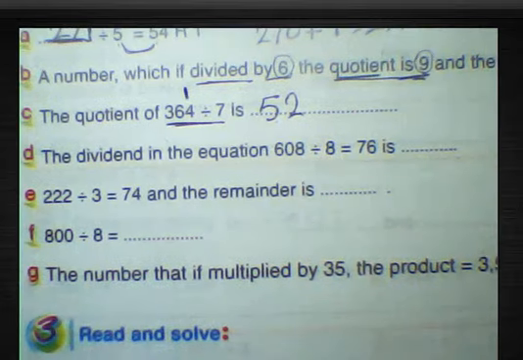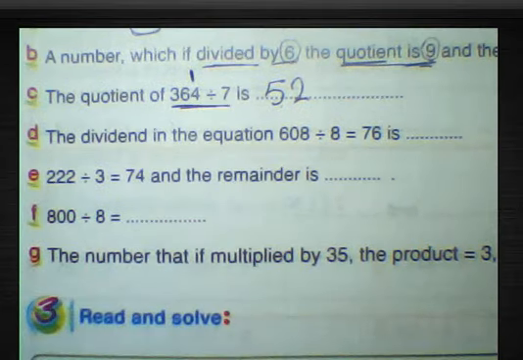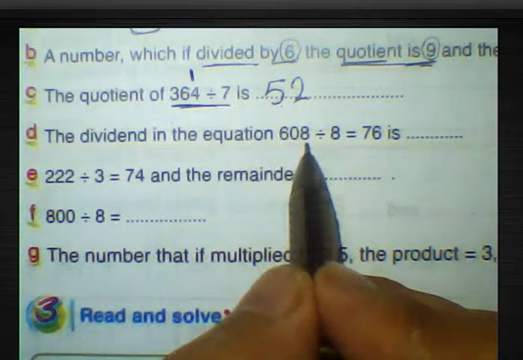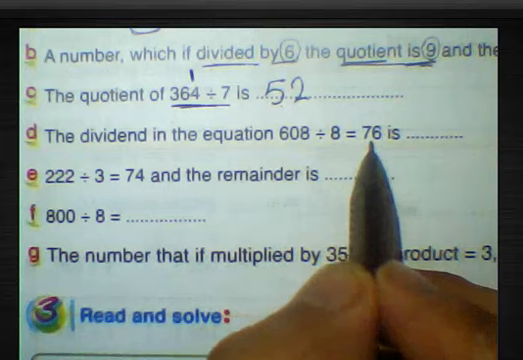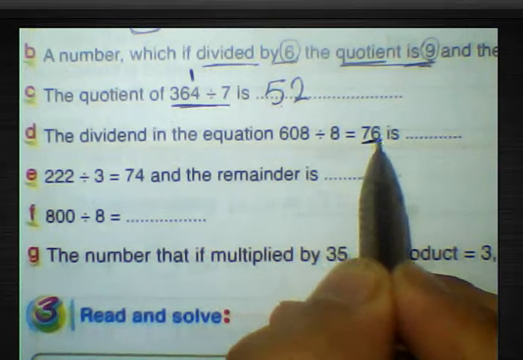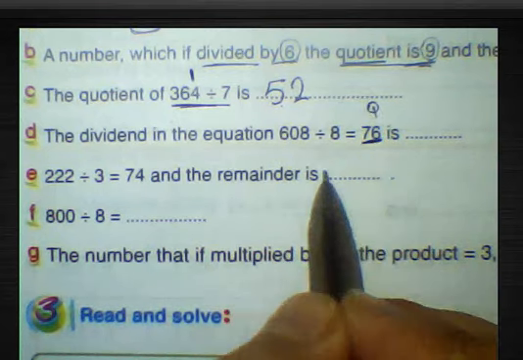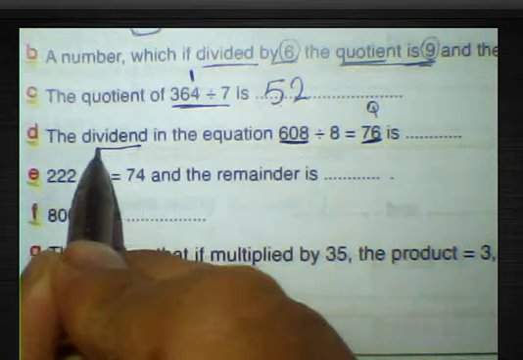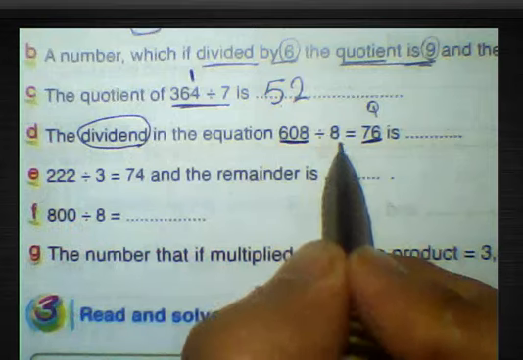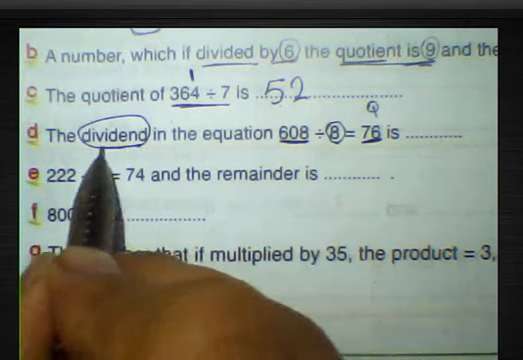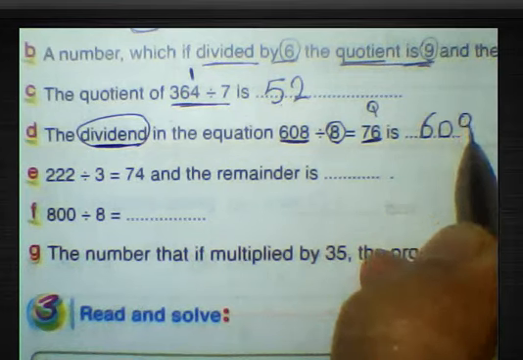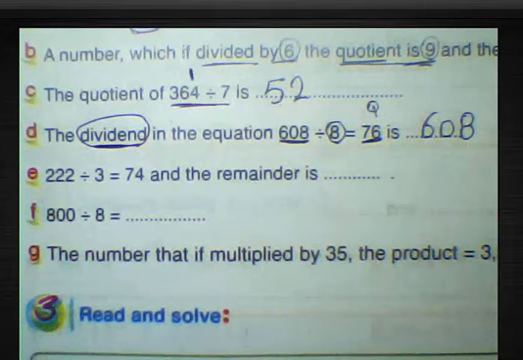Letter D, the dividend in the equation 608 divided by 8 equals 76. 76 here we call the quotient, 608 the dividend and 8 the divisor. He asked about what? The dividend. The dividend here equals 608.